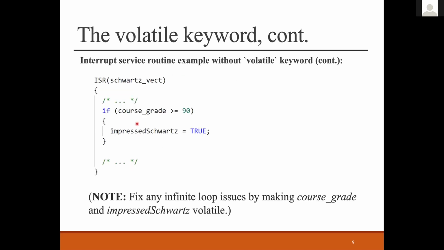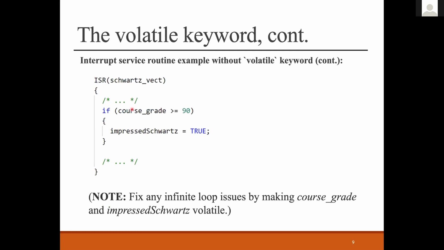So let's imagine you had some interrupt vector, Schwartz vect, that whenever it triggers, it would check whether or not your course grade is greater than or equal to 90. And if it is, then you suddenly impress Dr. Schwartz. The problem here is that the compiler, again, is going to have no notion of an interrupt service routine executing at any given time.